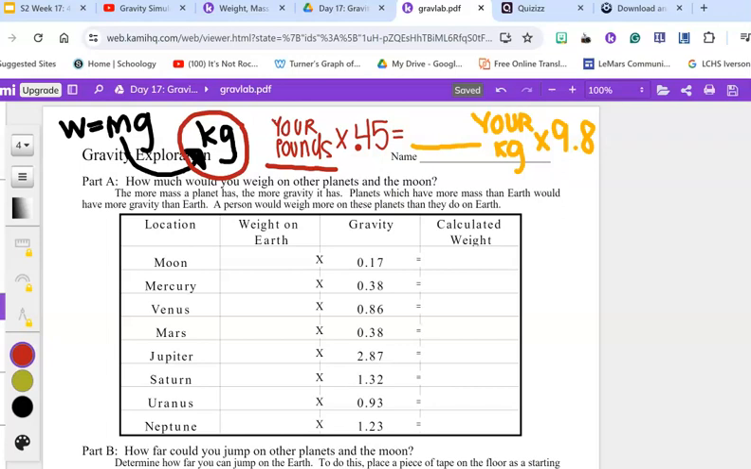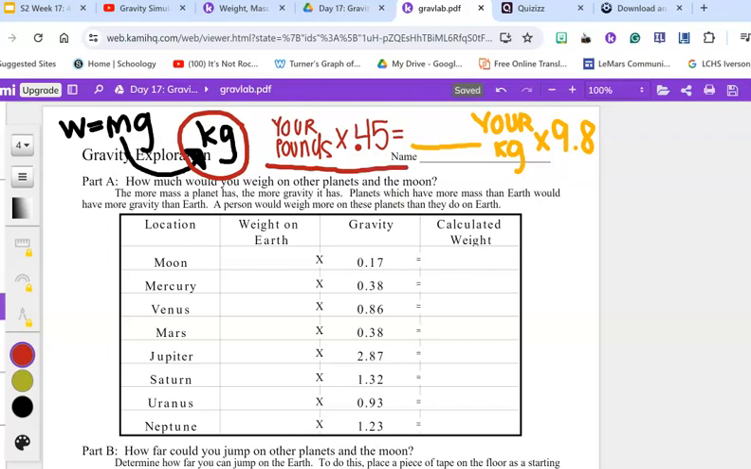Now look, if you want to live the 1,000-pound life today, I don't care. Whatever you want to weigh. If you want to be a pair of 600-pound sisters, also fine with me. I just need you to have some number that is your pounds, and I need you to multiply that by 0.45. I've got it on the screen.